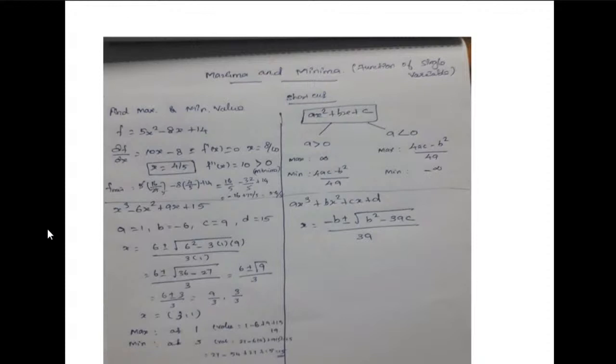Then we have to substitute these values in the equation f of x. While substituting that, we will get the maximum value is 19 and the minimum value is 15. Maximum value is 19 and minimum value is 15.